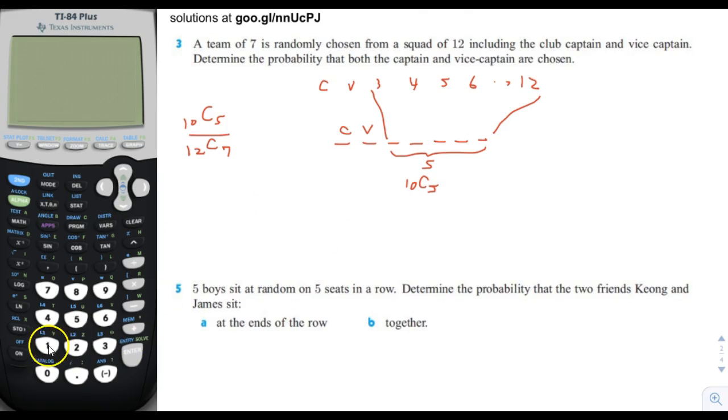So let's do that on the calculator. 10 choose 5 gives me 252. And 12 choose 7 gives me 792. Okay, let's see if that reduces a little bit. 252 divided by 792, and then we'll change that to a fraction. 7 over 22.